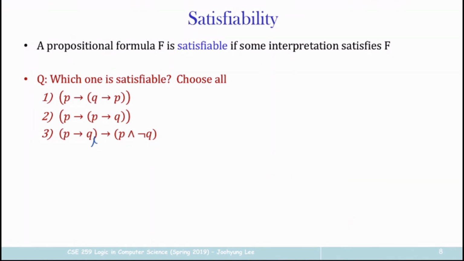Okay, so let's do this together. The first one, is it satisfiable? Yes? Somebody say yes. What is an interpretation? Somebody said yes.